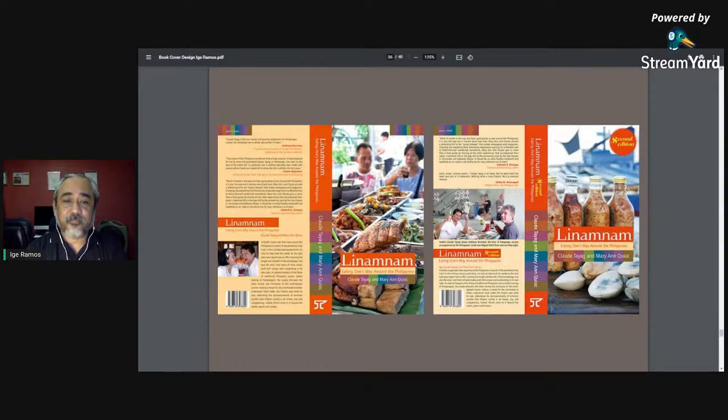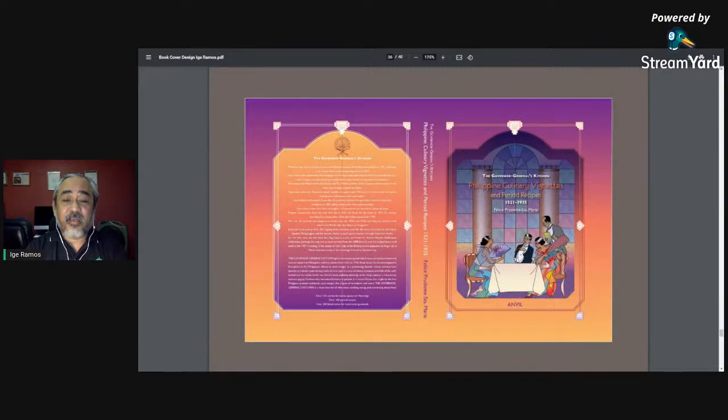Okay, next. Okay, now we're coming to the almost final part of the lecture. This is one of the most endearing books to me, one of my favorite book designs. It's called The Governor General's Kitchen, Philippine Culinary Vignettes and Period Recipes from 1521 to 1935, written by Felice Santa Maria. So this book is really influential for me.